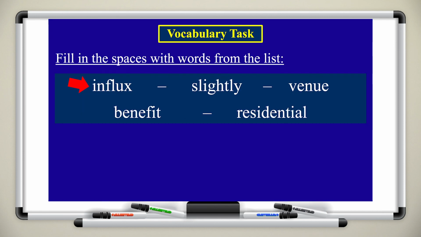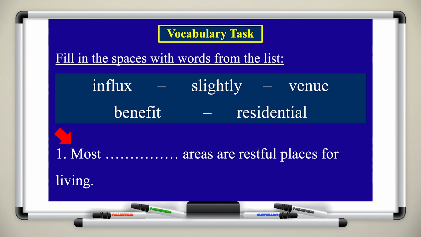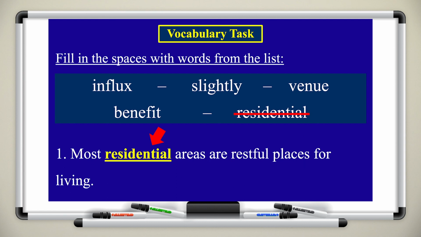Now it's your turn. Fill in the spaces with the words from the list: influx, slightly, venue, benefit, and residential. We have question number 1. Most blank areas are restful places for living. Here are the key words. So the answer is residential.